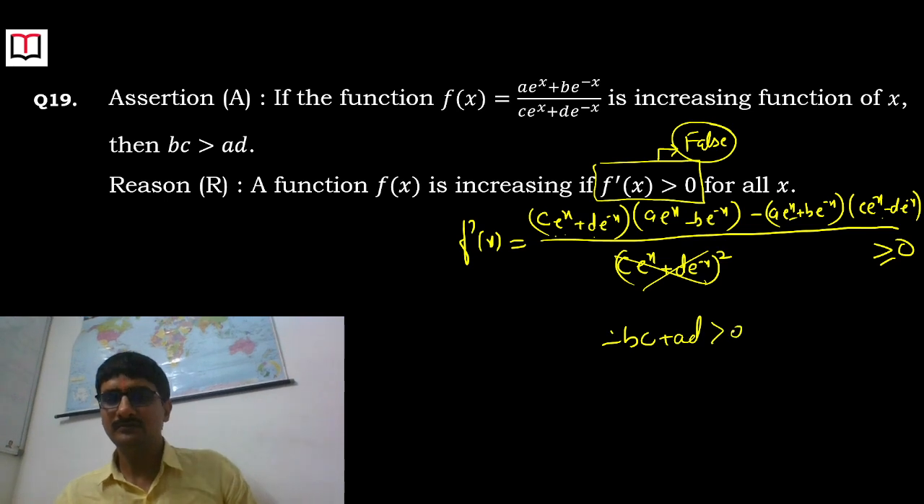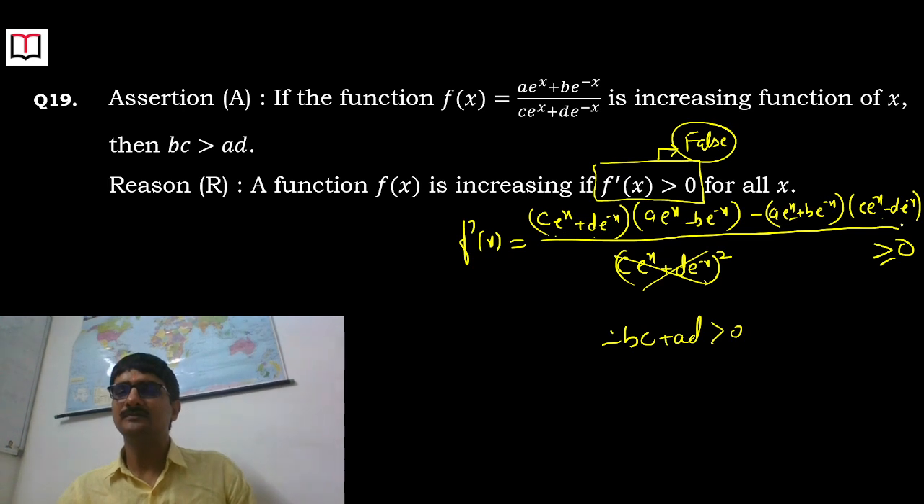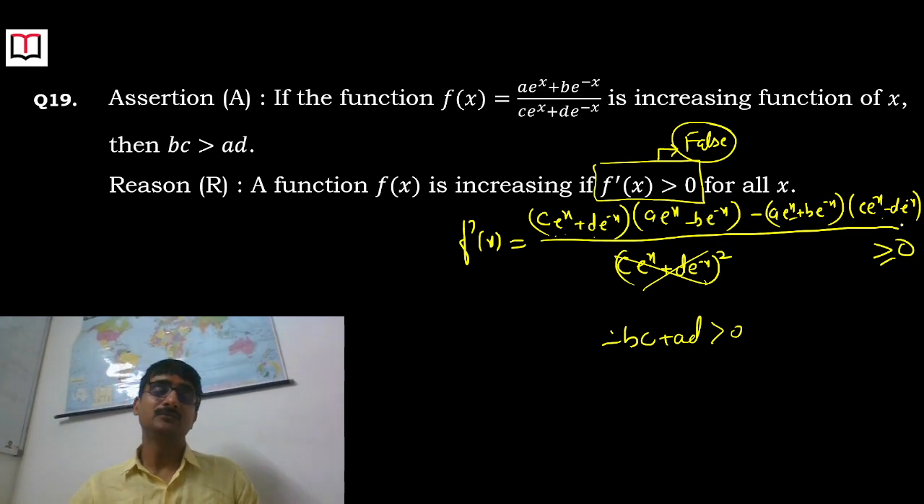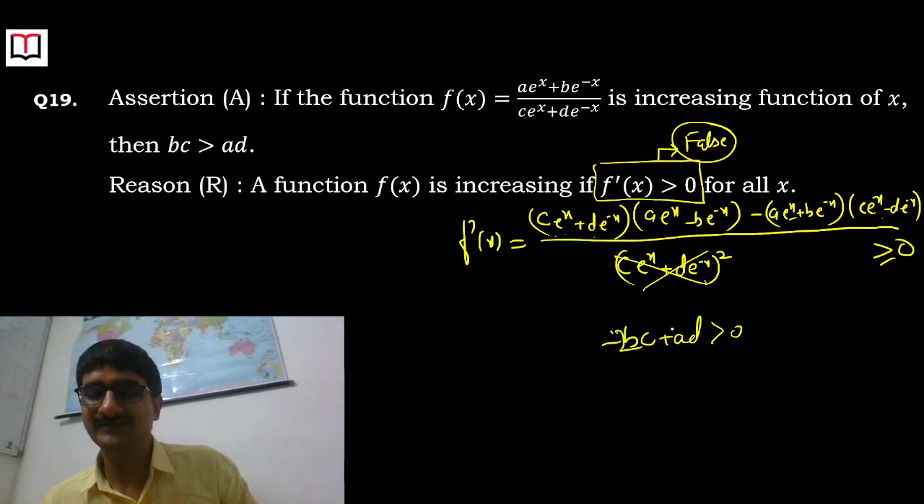Greater than 0, minus BC. Wait, what will be the AD term here? Minus AD term, plus AD term. And then it will be minus BC term. Increasing. Oh. Right, it's good that I checked it. Why so? Because see, it's coming out the opposite, bachon.